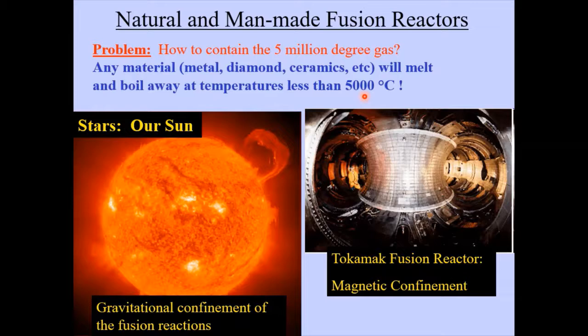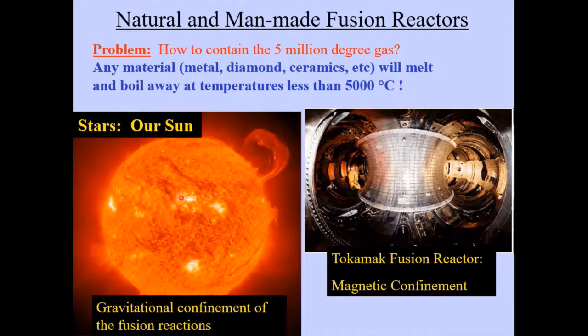So how do we do it? Well, there's two ways to do it. Nature does it very interestingly. This is the way stars work. Here's a picture of our sun. In nature, gravitational confinement is used to confine the fusion reaction. Now, how does that work? Well, you have to have something as big as a star, and you could fit 1 million Earths inside of our sun. So this is a giant nuclear fusion reaction chamber, but obviously we can't build something like a star.